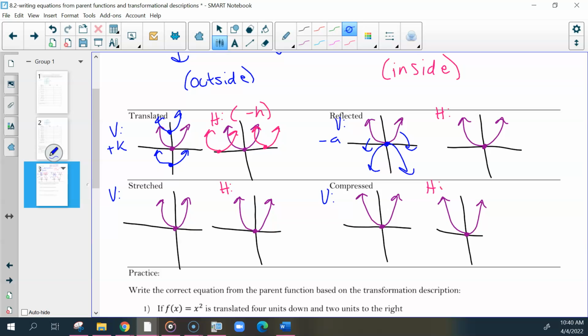Your horizontal reflection is a reflection over the y-axis, but unless it's moved, you don't really see that. So I'm just going to draw this over top of this. You have to draw arrows like this. Flips like this. And if we were to see a horizontal reflection, your x would be negative on the inside.